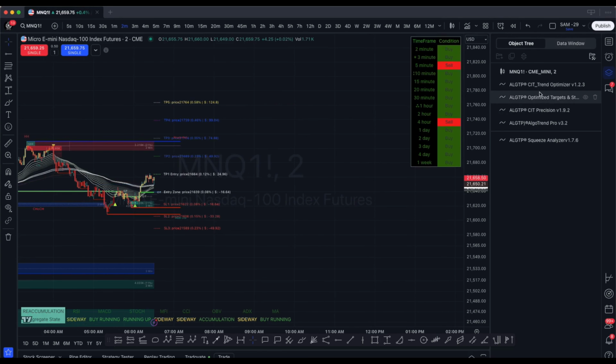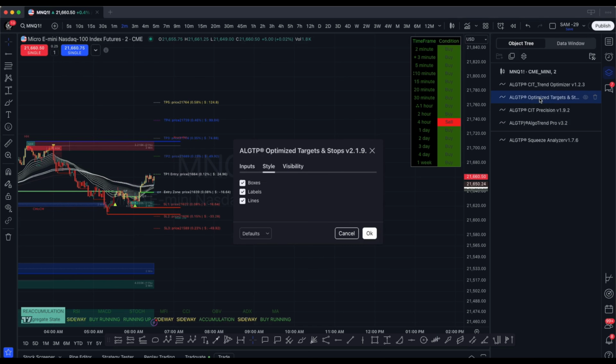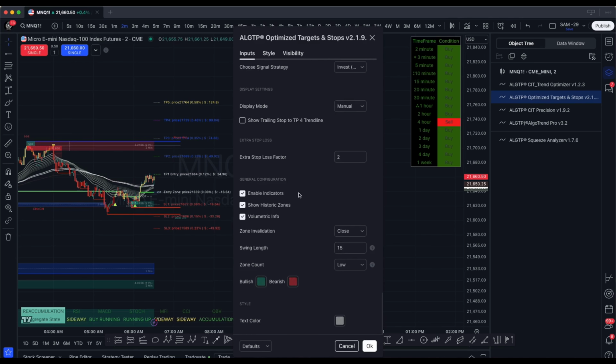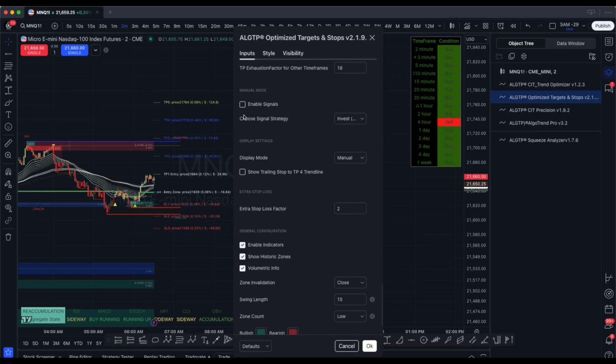In this setup, I only configured about 5 indicators. Among the 5 indicators here, there are 2 main indicators. The first one I use is optimized target. In the optimized target section, we have the part for rural management. The rural management is for investment or day trade, depending on our setup.